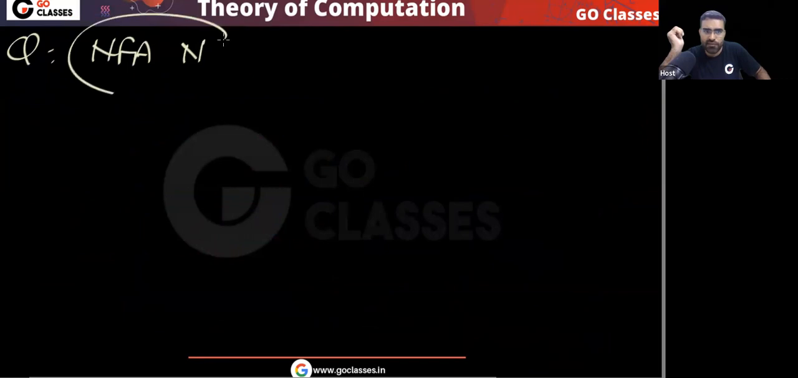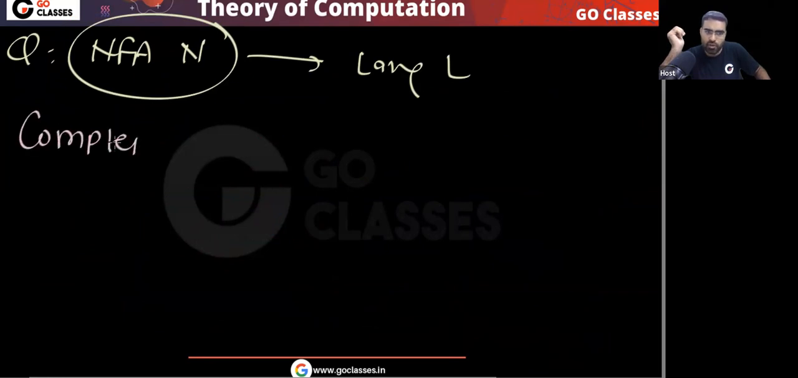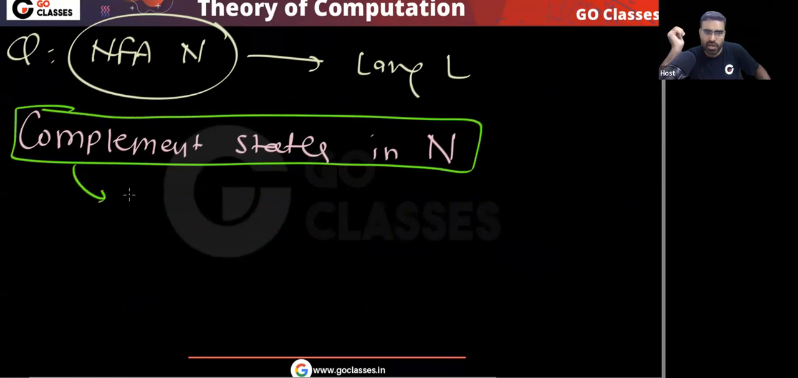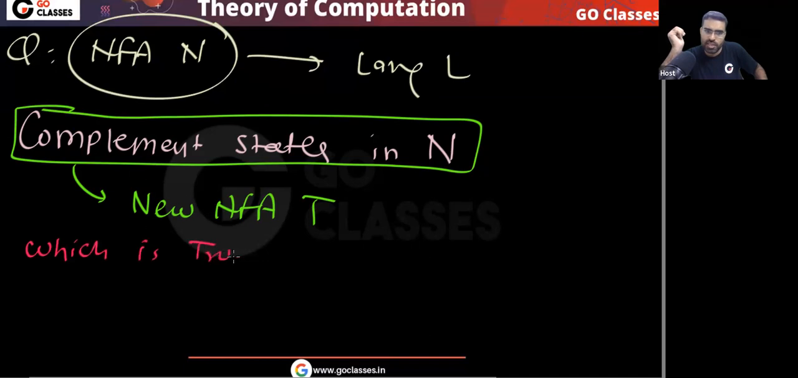One more question I want to ask. Let's assume you have some NFA N, and this NFA is accepting the language L. Now I complement the states in N, and by complementing states in N, I get a new NFA T. Now you tell me which statement is definitely true.